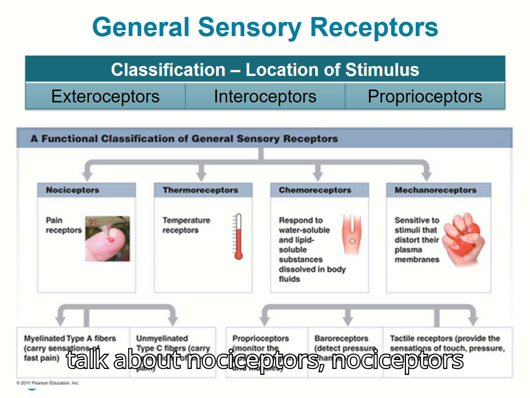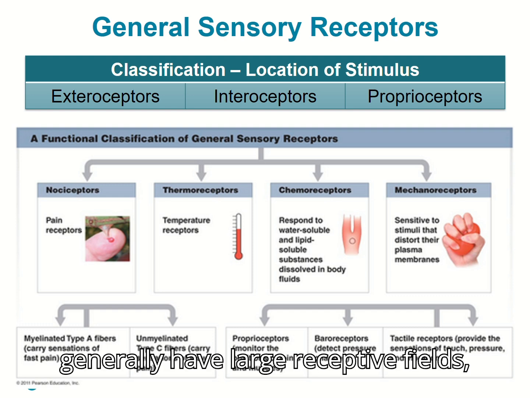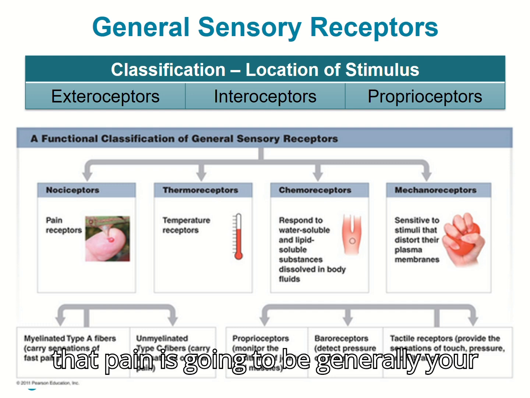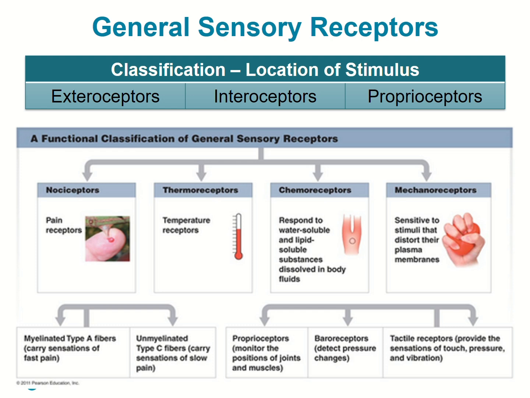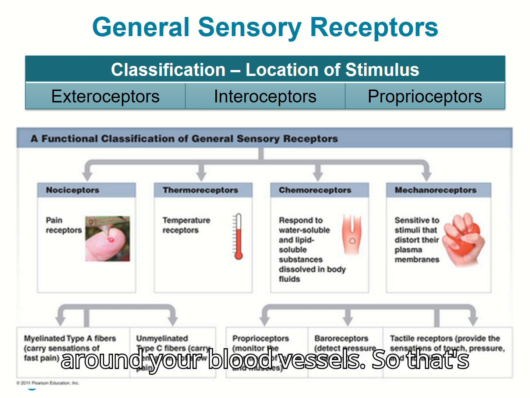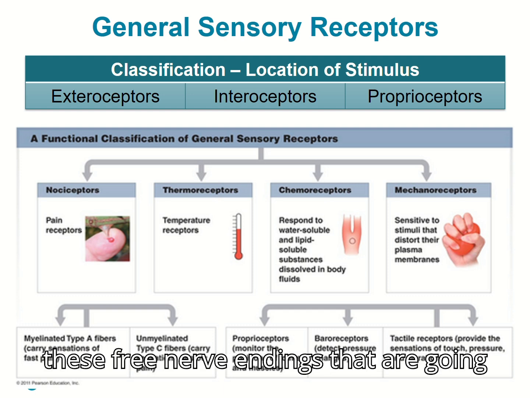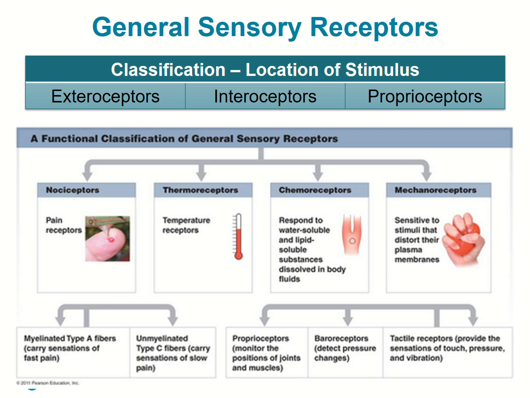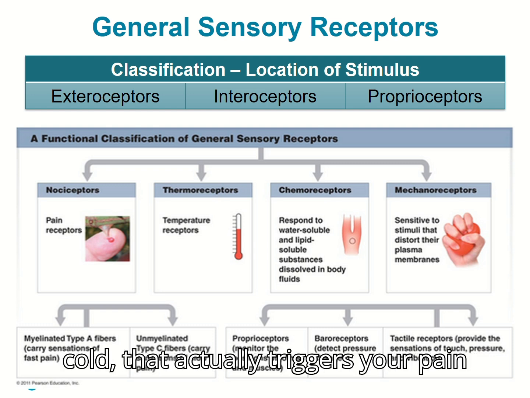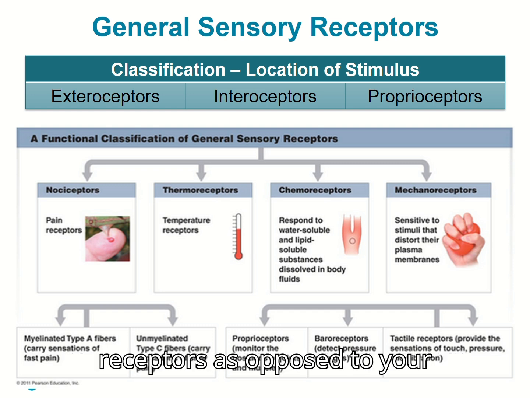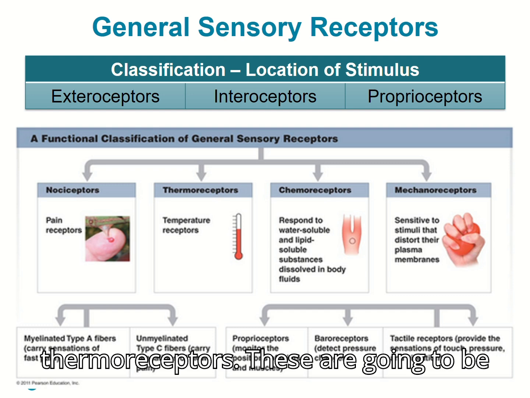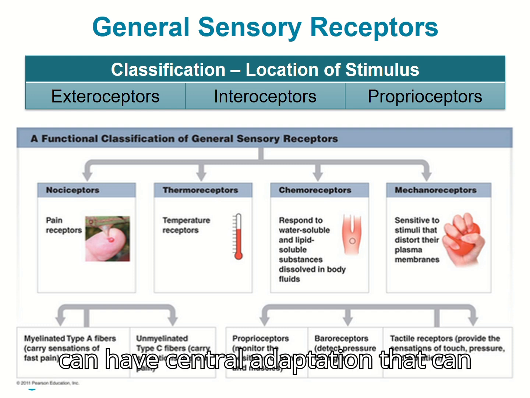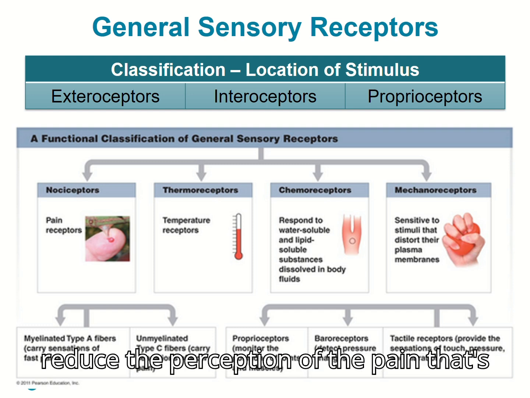Nociceptors generally have large receptive fields, and they are going to detect pain, and that pain is going to be generally in your superficial skin, your joint capsules, the periosteum of your bone, and even around your blood vessels. So that's where you're generally going to find these free nerve endings that are going to pick up the pain. They're going to be also sensitive to extreme temperatures. So when you have really hot or really cold, that actually triggers your pain receptors as opposed to your thermoreceptors. These are going to be tonic receptors. There is a little peripheral adaptation with it, but you can have central adaptation that can reduce the perception of the pain that's going to be there.